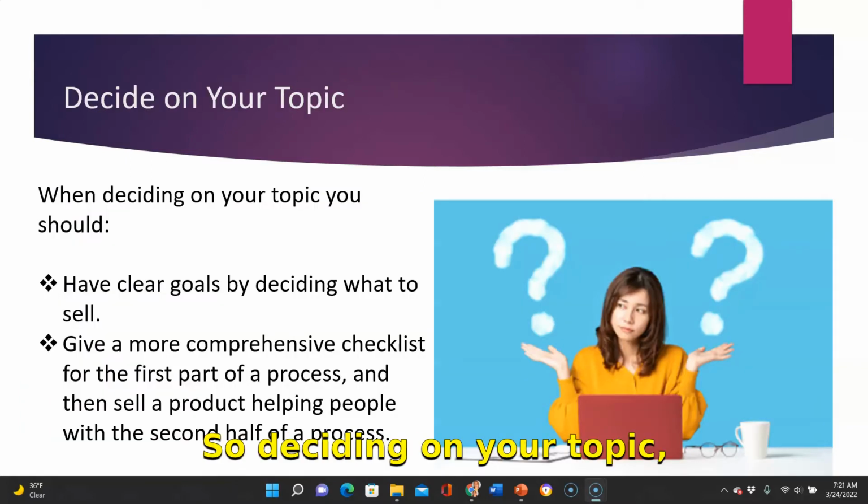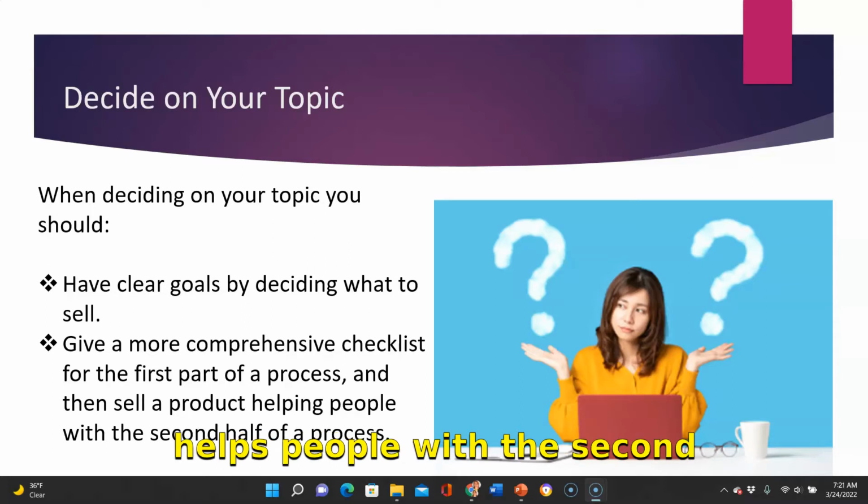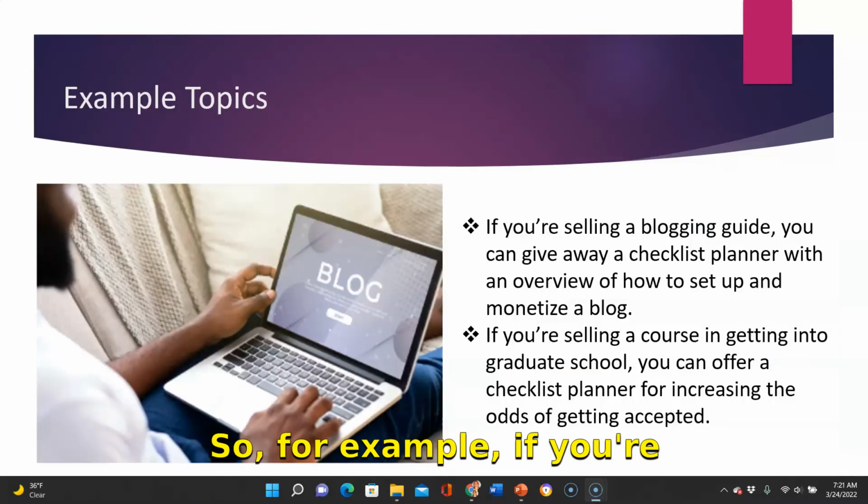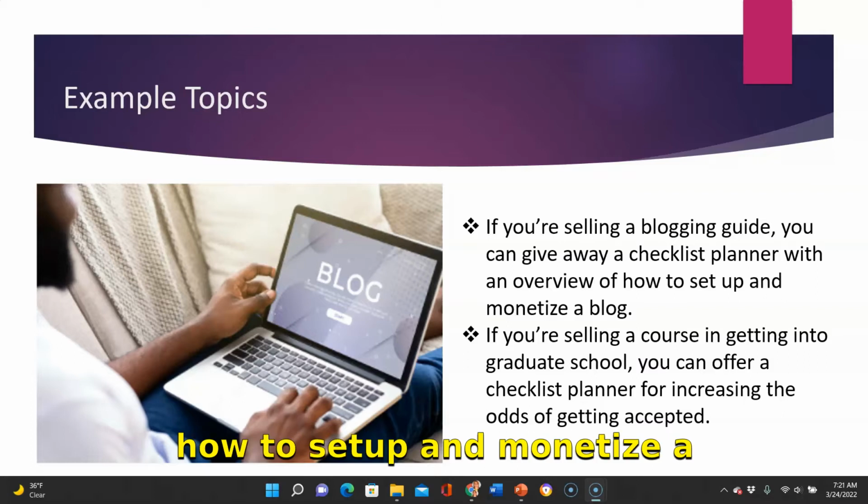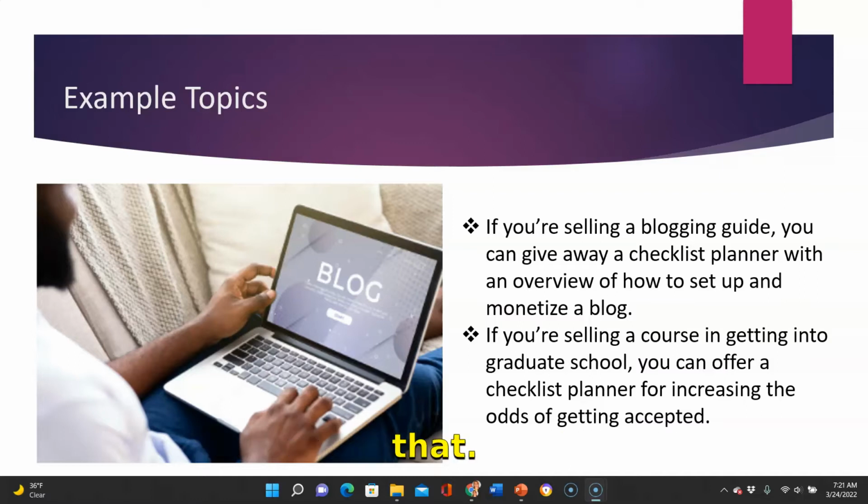Deciding on your topic, again, you want to really be thinking about what you're offering in your niche. You may have something specific you want to sell, like a book, a course, or printables. You can put together a checklist and also work into it a product that helps people with the second half of the process. For example, if you're selling a blogging guide, you can give away a checklist planner with an overview of how to set up and monetize a blog. And then, of course, you can have suggestions for your course or training for that.